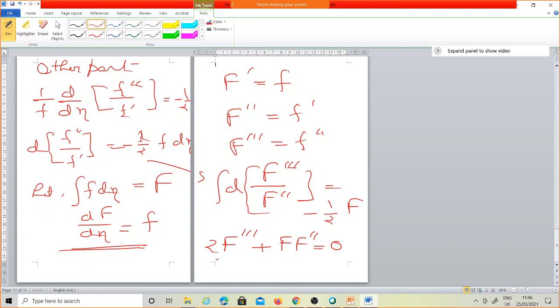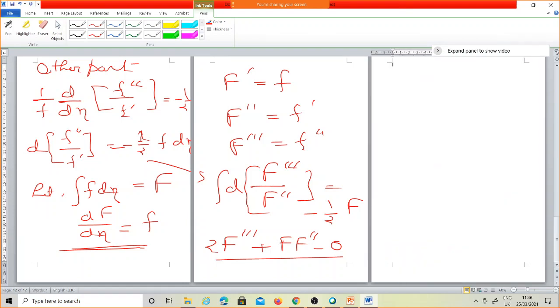Okay, now you have this ODE that you can solve. So I reduce the momentum equation to this form. Now this one can be solved numerically.